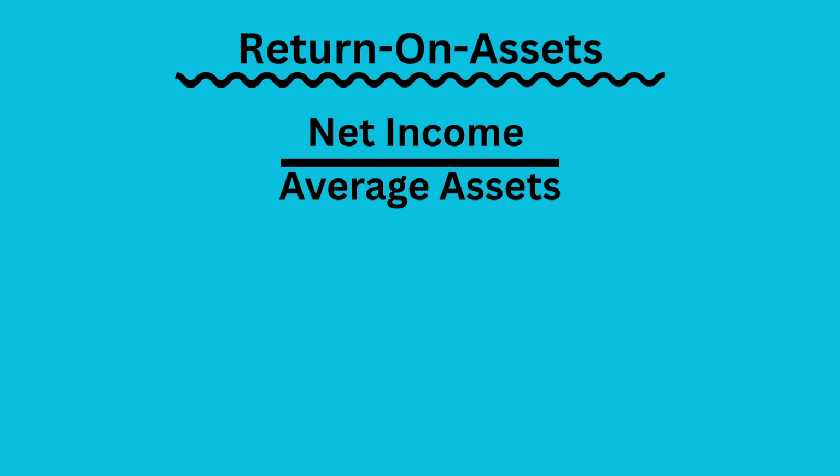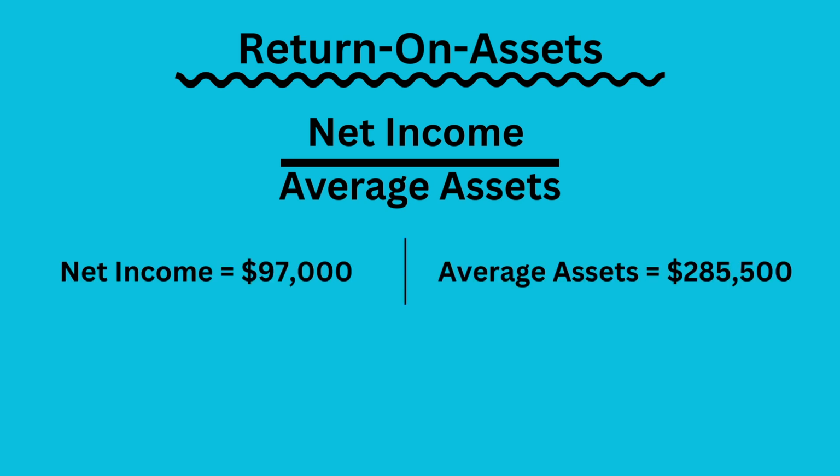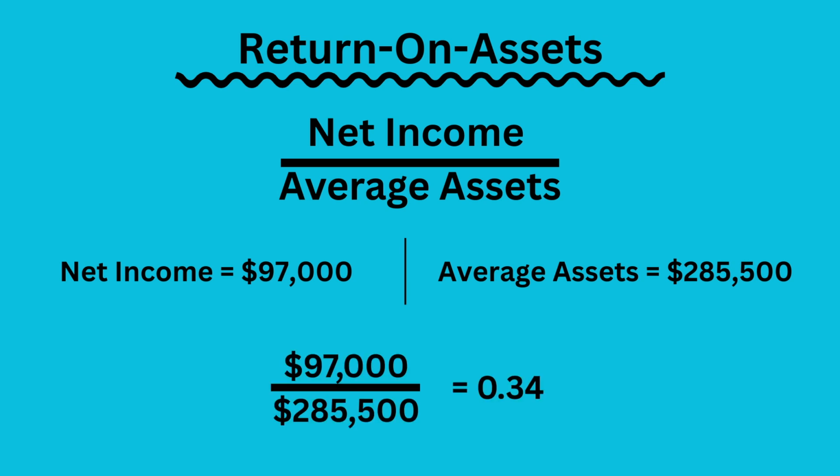Since Pete's Coffee Shop had a net income of $97,000 and average total assets of $285,500, they have a return on assets of 0.34. This number is substantially higher than the industry standard between 15 and 20%. This signifies strong asset efficiency, meaning Pete's Coffee Shop is generating high profits relative to its assets. This could indicate effective cost management, strong sales, or high margin products.